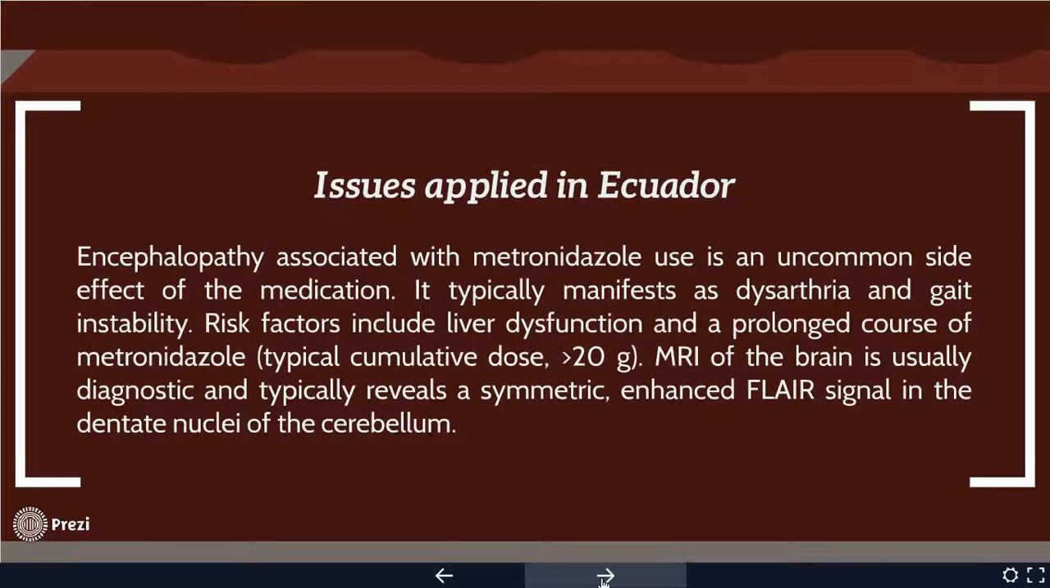Issues that apply in Ecuador. Encephalopathy associated with metronidazole use is an uncommon side effect of the medication. It typically manifests as dysarthria and gait instability. Risk factors include liver dysfunction and a prolonged course of metronidazole, with a typical cumulative dose of more than 20 grams. MRI of the brain is usually diagnostic and typically reveals a symmetric FLAIR signal in the dentate nucleus of the cerebellum.